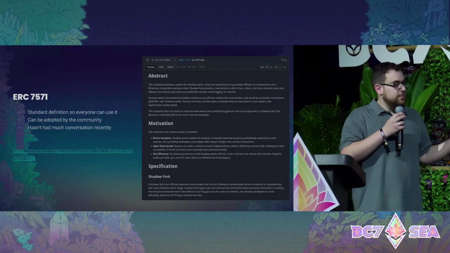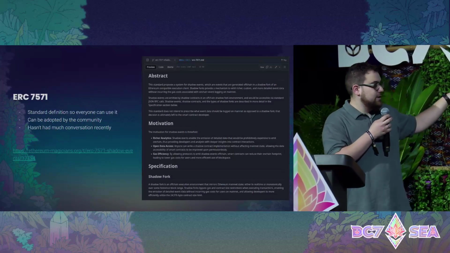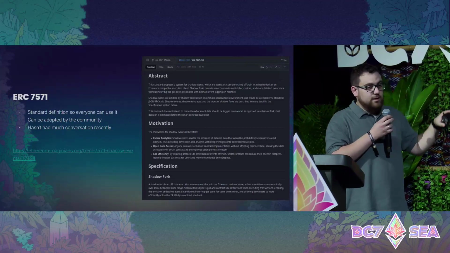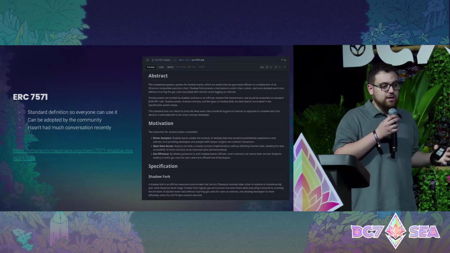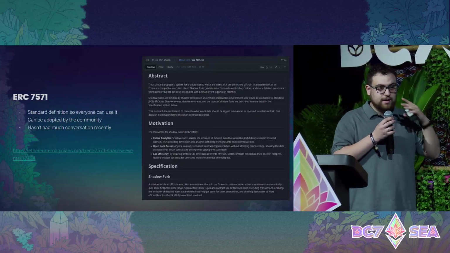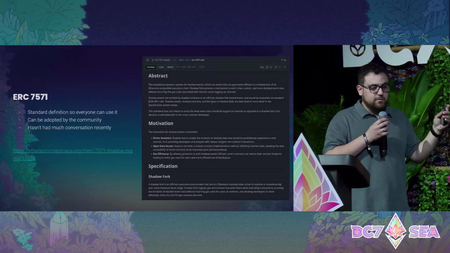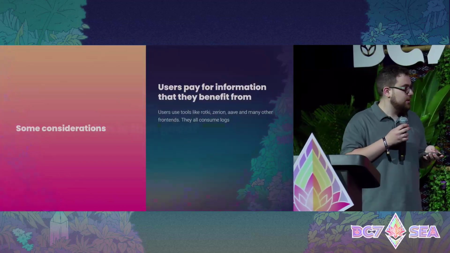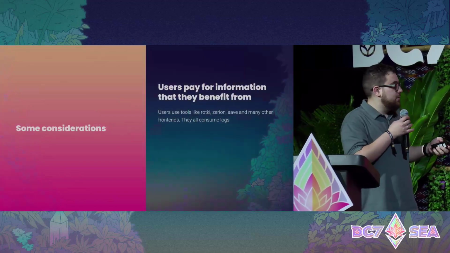This was from a company, and then came the standard proposal, which is this one. It's useful to have a standard because everyone can implement it, but it has a conversation and it didn't have much feedback, like it stopped at some point last year. So is this good, is this bad? We need to consider a few things first.